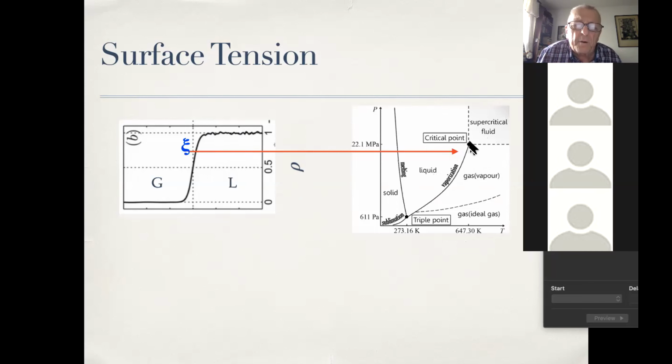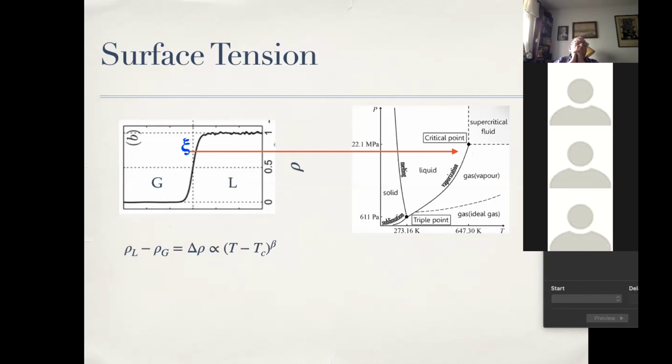At that critical point, the difference of density between gas and liquid disappears. Therefore, what is happening? That curve must get flattened, which I can describe by also saying that when I'm approaching a critical point, this length, psi, the thickness of the interface, becomes larger and larger and larger.